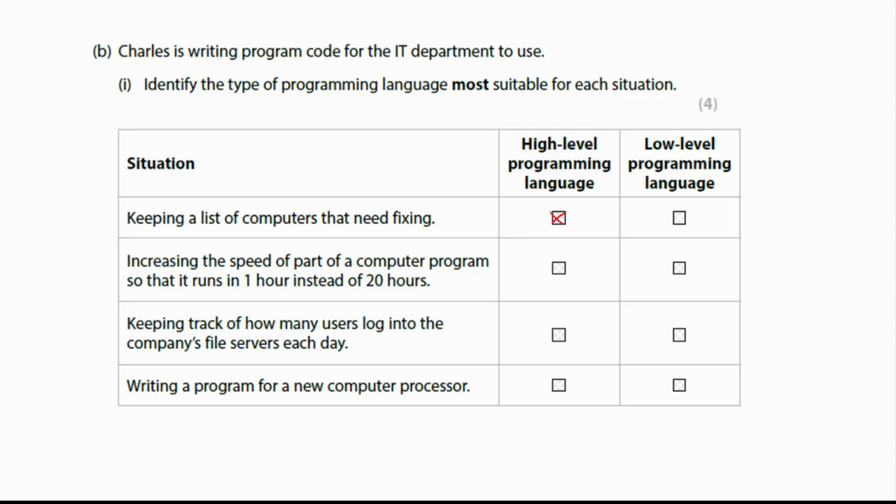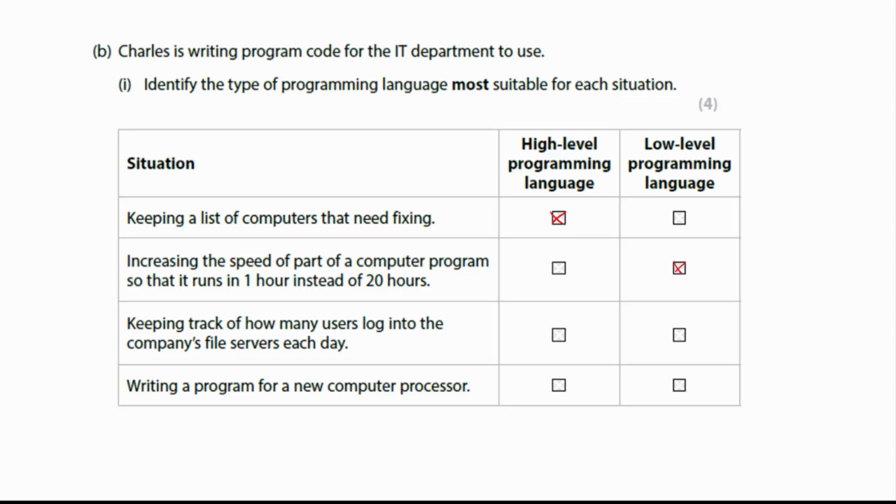Another bit, the next situation, is increasing the speed of part of a computer program so it runs in 1 hour instead of 20 hours. Well, you're not going to get a massive speed difference in high-level programming languages by altering stuff, but you can at the low level when you're dealing with things like the CPU clock speed. So this is much more applicable for low-level languages.